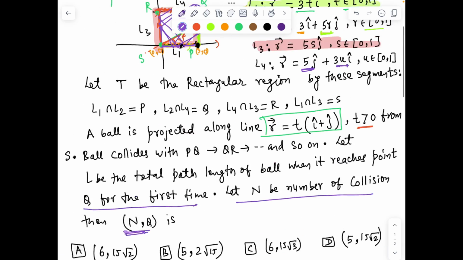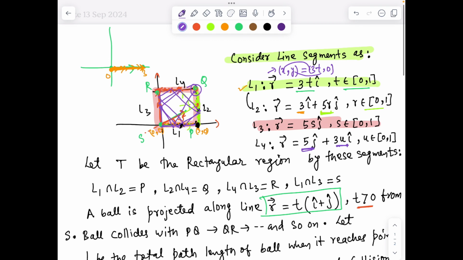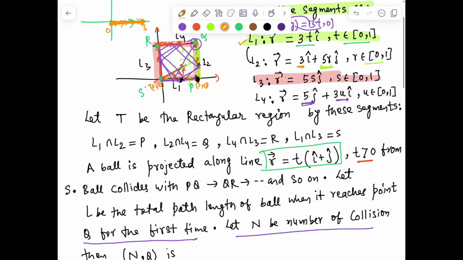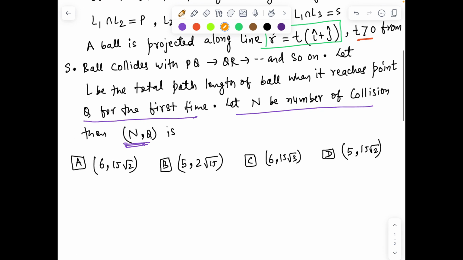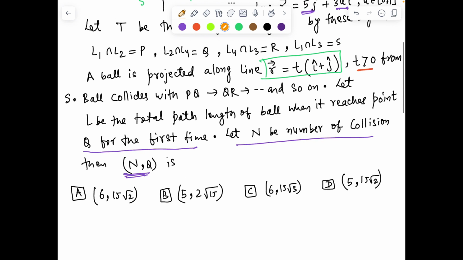Now the second portion is more crucial. As you can see in this diagram which I've drawn over here, it takes a lot of time to do all those reflections, because the angle of incidence and angle of reflection have to be the same. So is there a smart way of finding the number of collisions as well as the total path length? The answer is a big yes.